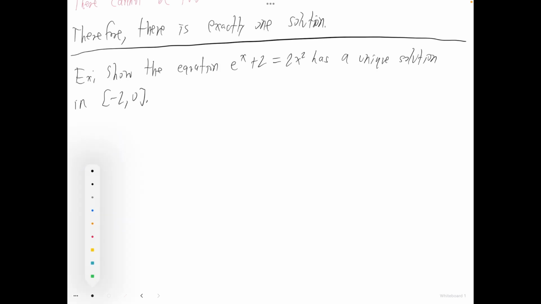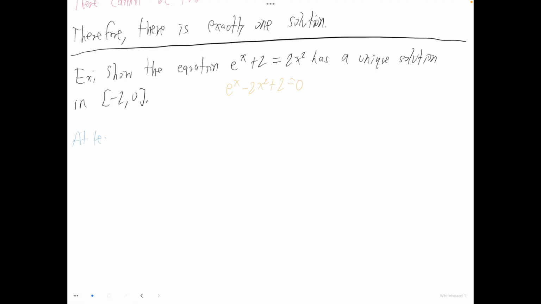So the first thing we're going to do is we're going to rewrite this as e to the x minus 2x squared plus 2 equals 0. So just moving the 2x squared over. So now we're really just saying when is this expression e to the x minus 2x squared plus 2 equal to 0, and that's what we're going to work with.